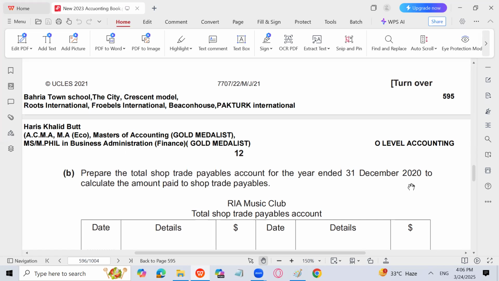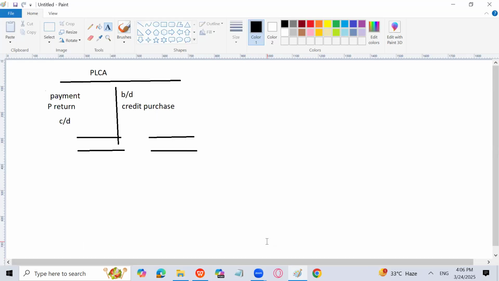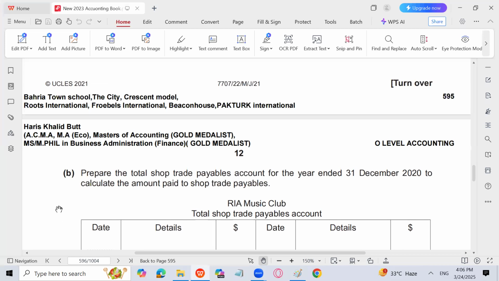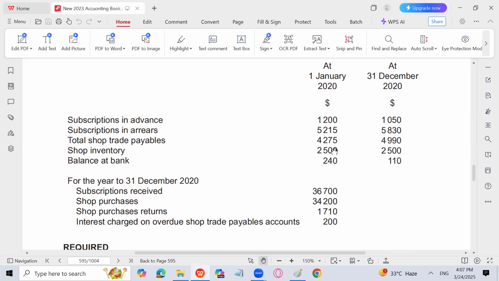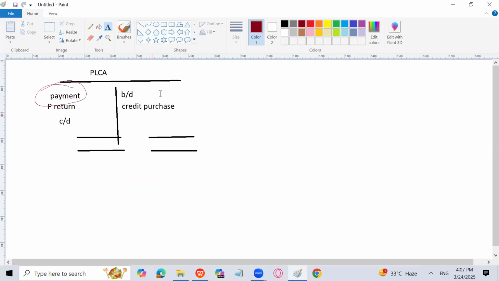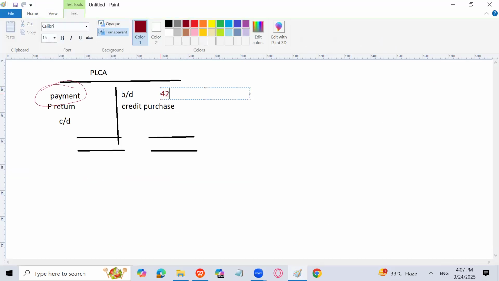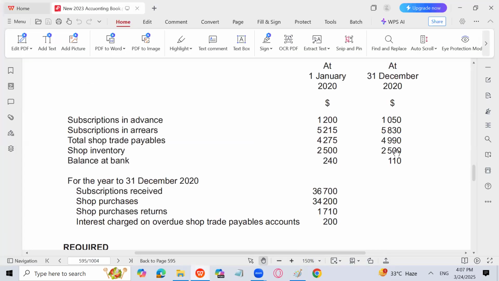Prepare the shop trade payable account to calculate the amount paid to shop trade payable. He is basically asking us to prepare the shop trade payable account, but the requirement we are supposed to find is the payment to shop trade payable, not credit purchases, because credit purchases are given in the question. How come, sir? I'll show you. Total shop trade payables 4275, so I will write here brought down 4275. Then I will go with the carried down 4990.